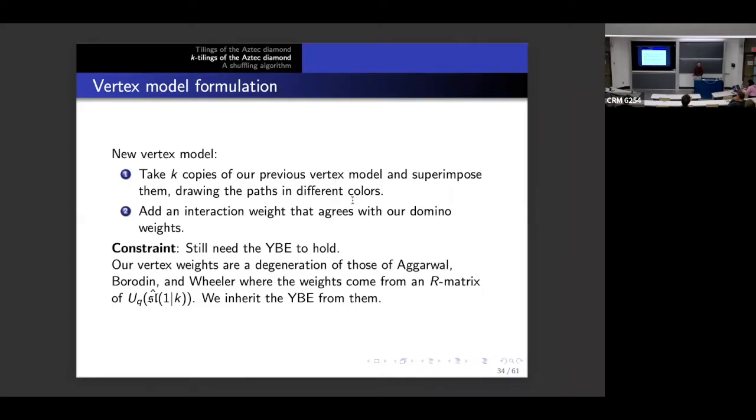Just to mention that our vertex weights are actually like the analog of a 5-vertex limit. It won't have 5 vertices anymore, but it's the analogous limit for an R-matrix that was written down by Aggarwal, Borodin, and Wheeler related to U_q(sl(1|K)), so supersymmetric sl(1|K). And so our Yang-Baxter equation, we just inherit from taking limits of their Yang-Baxter equation.